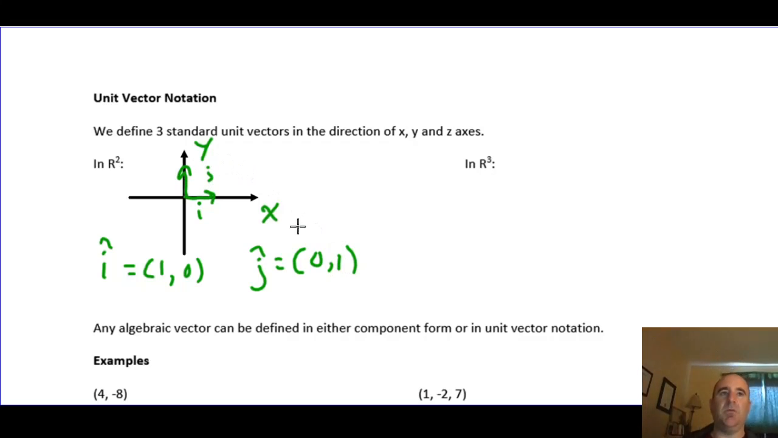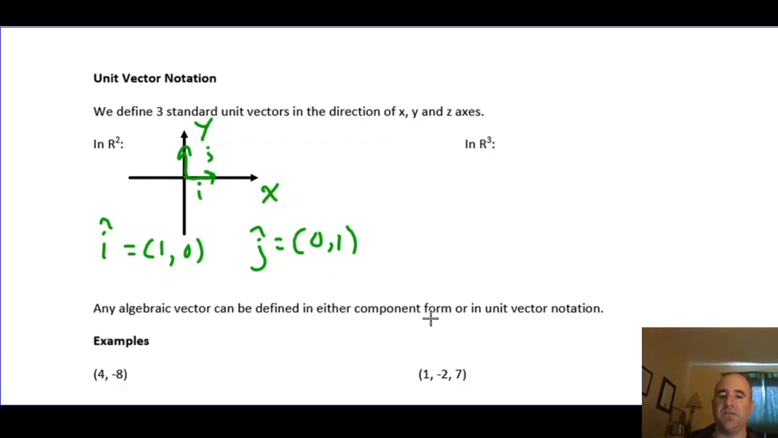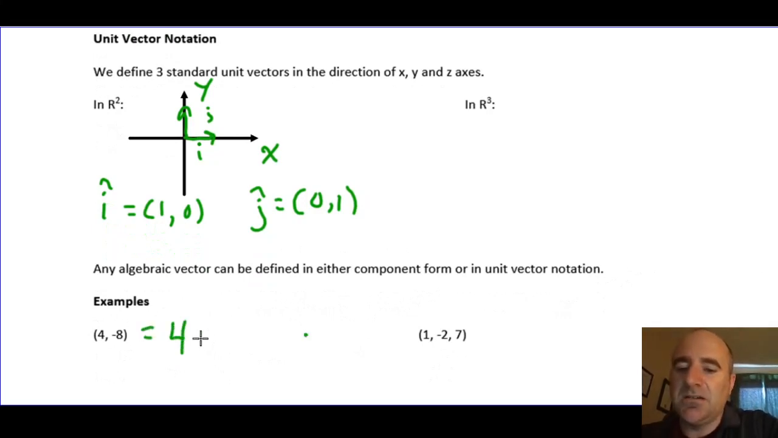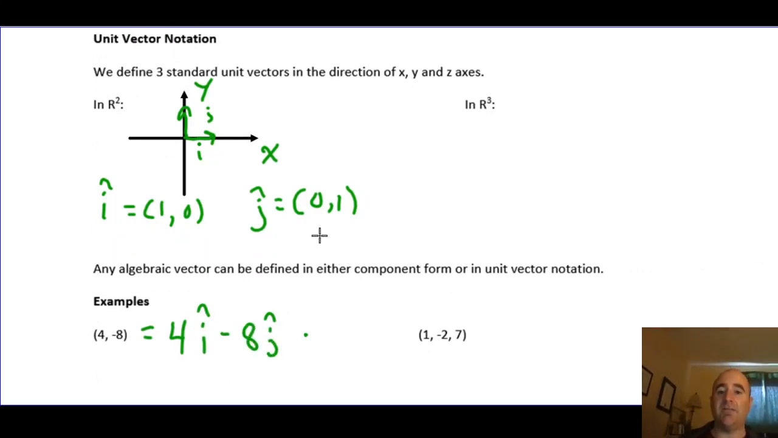And that means unit vector notation is defined using i and j. So instead of seeing 4, negative 8, that would be 4i minus 8j. Another way of talking about an algebraic vector. I'm not a big fan of this notation. You should be comfortable with it. It does exist. I mean, just think about it. If you plug in i is 1, 0 and j is 0, 1, you're going to get 4, negative 8 here. So you should be comfortable seeing vectors written like this as well.